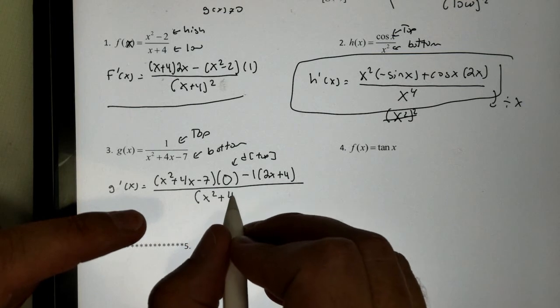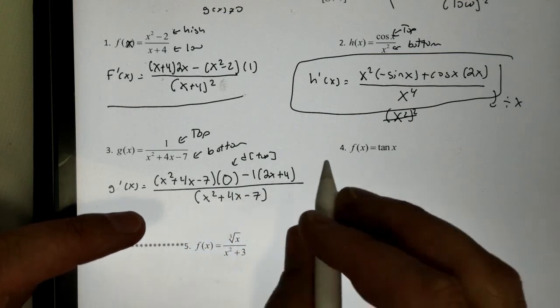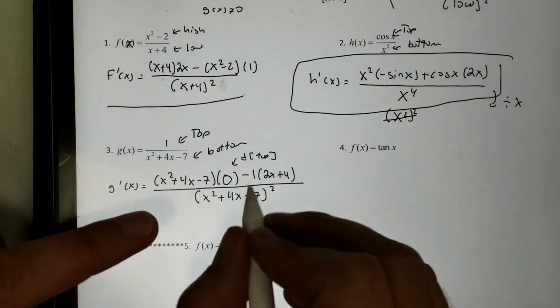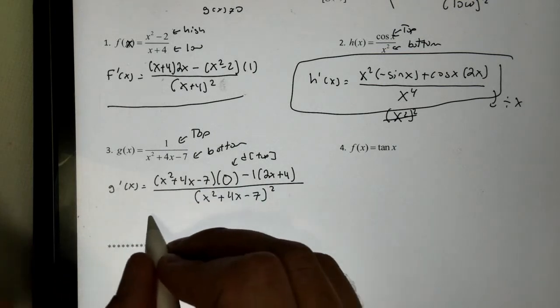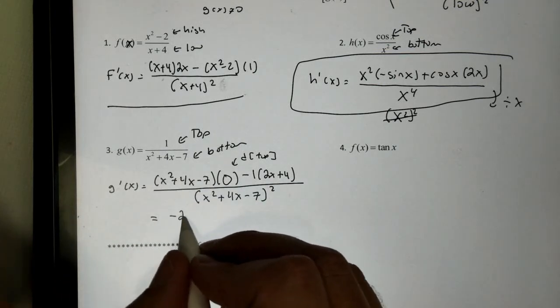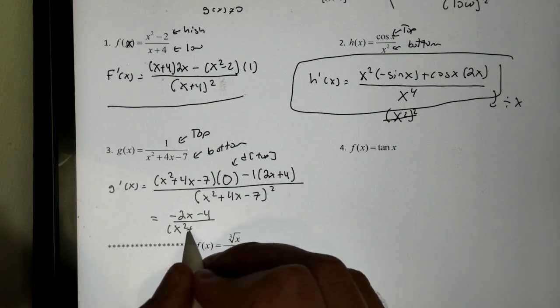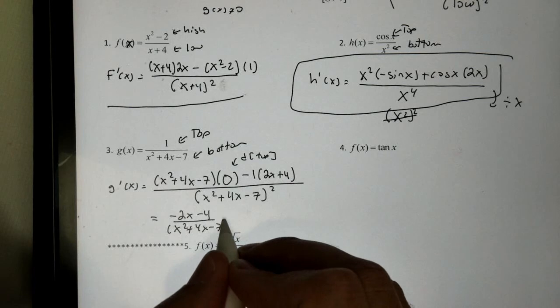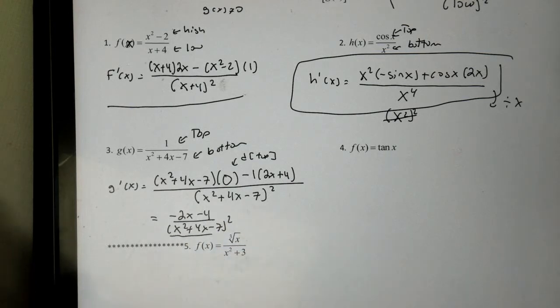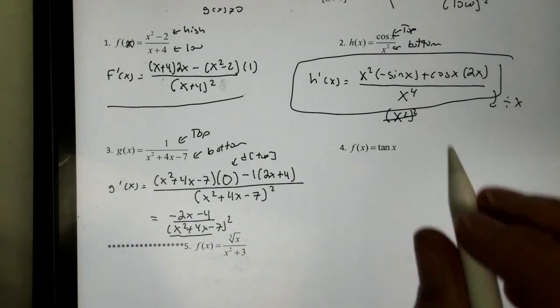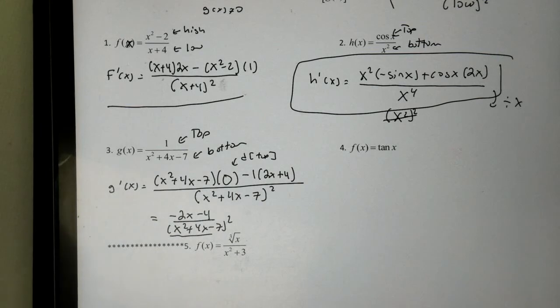Now later on, we're going to be doing this one much faster. Squared. You can leave your answer like this if you want, or you can simplify it and just make it negative 2x minus 4 over x squared plus 4x minus 7 squared. And that would be your derivative there. Either one's acceptable.